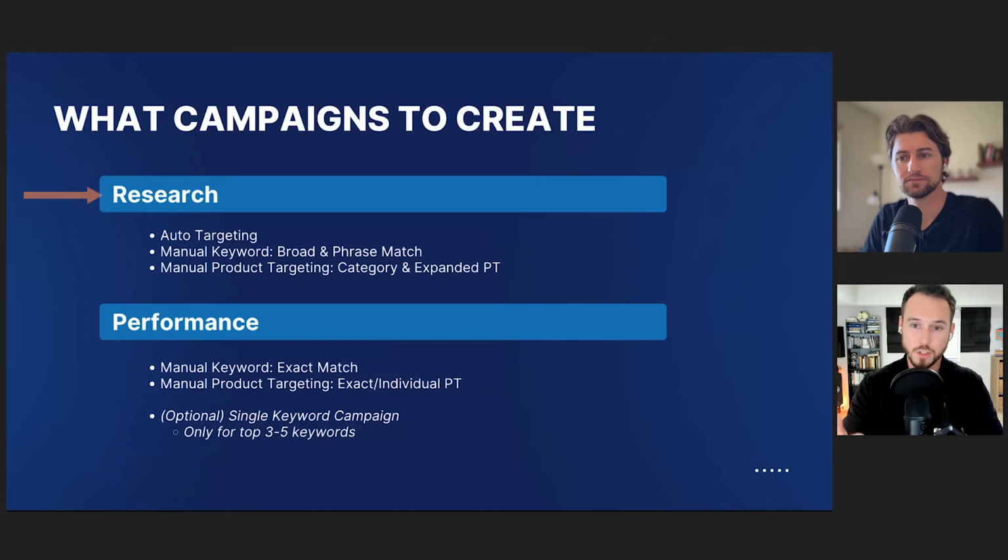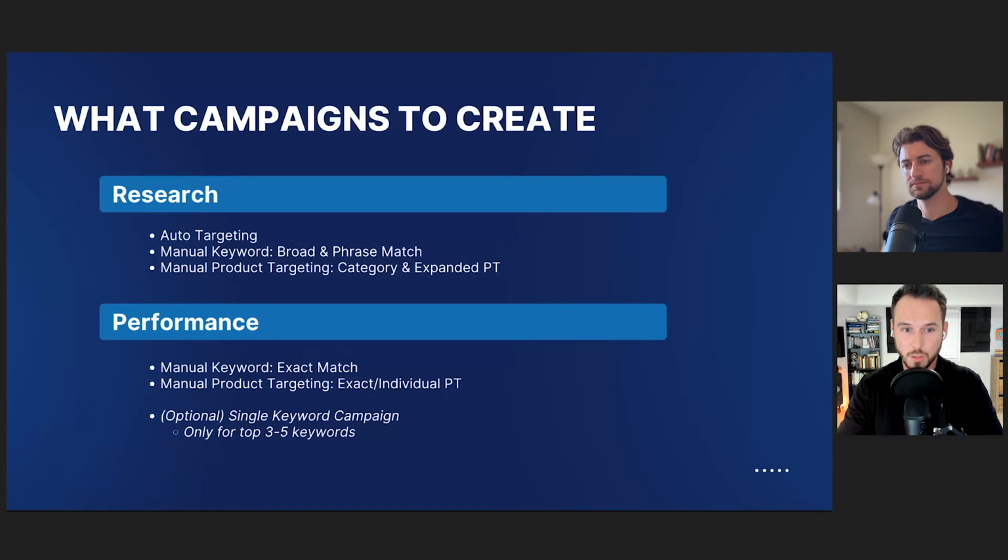So, after you've decided on what structure is going to be best for you, you're going to need to go and launch not just one, but multiple campaigns. Typically, we're looking at a base of 5 campaigns that are broken into 2 main buckets. We have research and performance. Inside our research bucket, we have our auto campaigns.